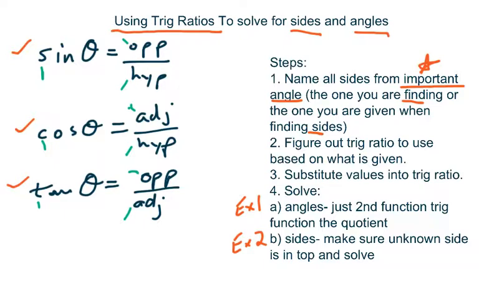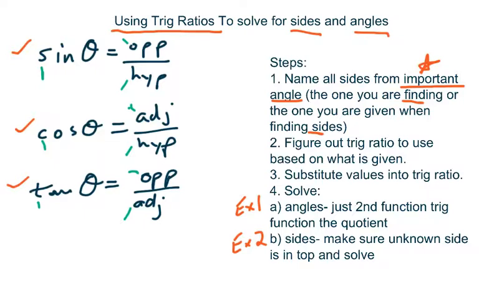Once you've named all your sides, then you got to figure out what trig ratio you can use based on the information. Now, usually it's only going to be one of the 3 trig ratios, unless you've got lots of information on there. And when you go to solve, that's when that happens. Okay, so it's going to be either sine, cos, or tan, not any one. Okay, you got to figure that out. Step 3, we're going to substitute the values into the trig ratio correctly.